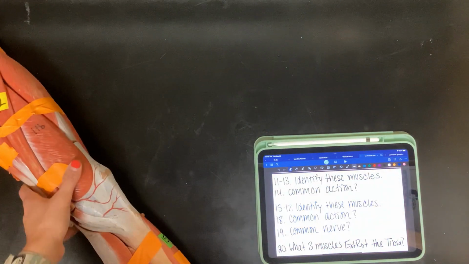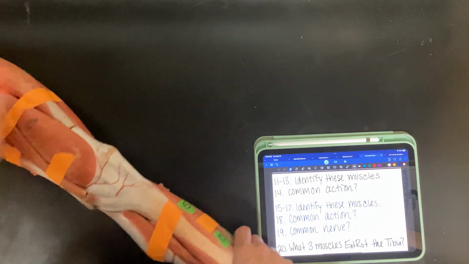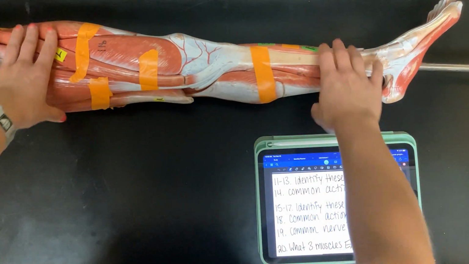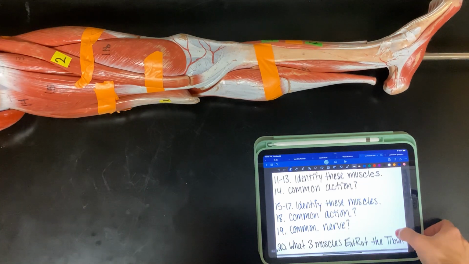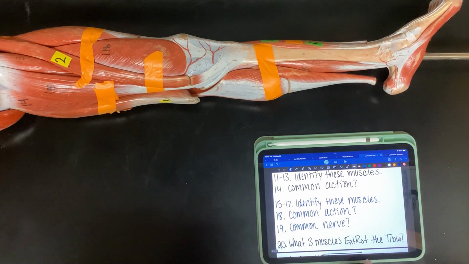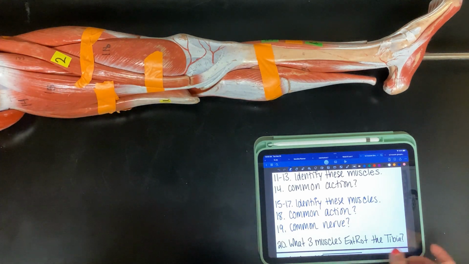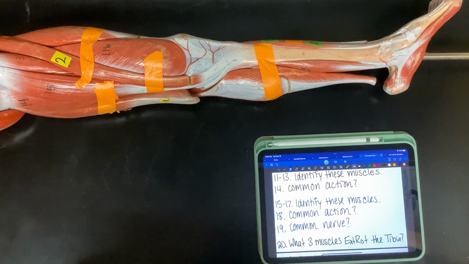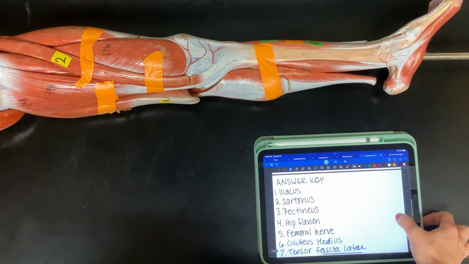Alright, final question is not an ID question, more of an action or functional grouping question, and it's what 3 muscles externally rotate the tibia? Alright, so pause the video, go back to any part that you need to finish writing down your answers. Now I'll go over the answer key.